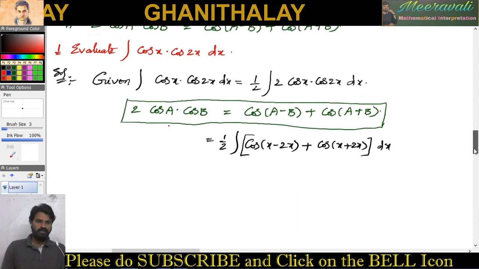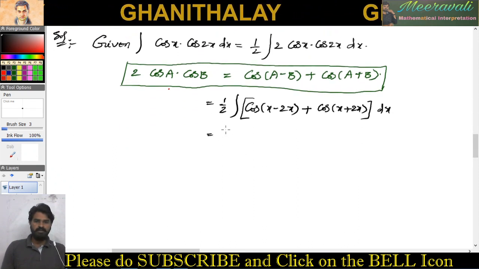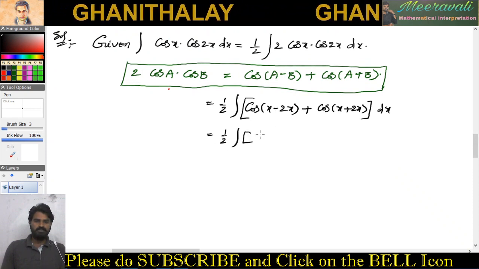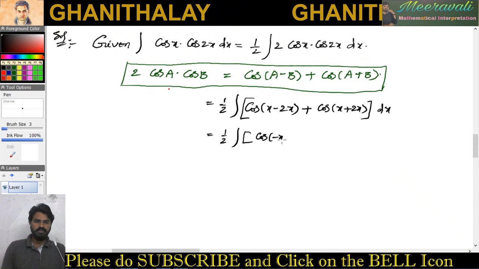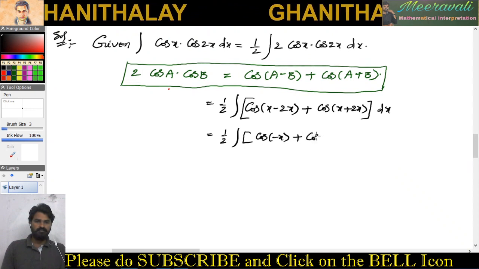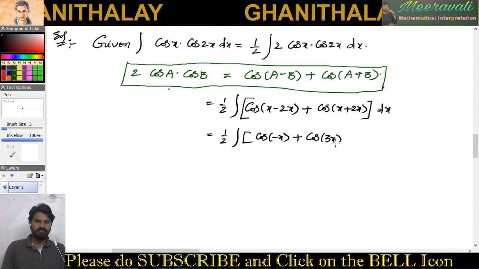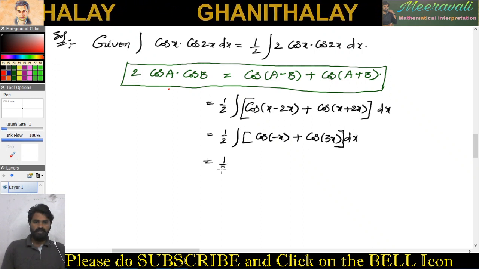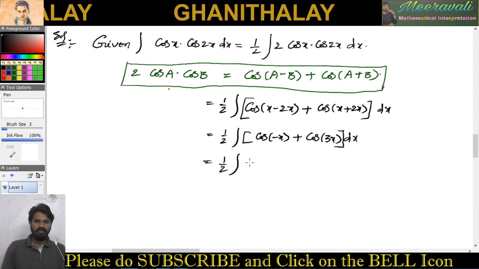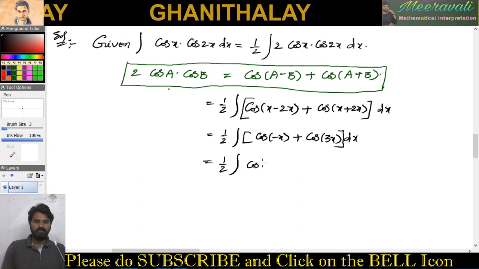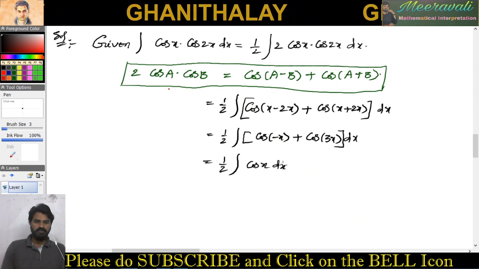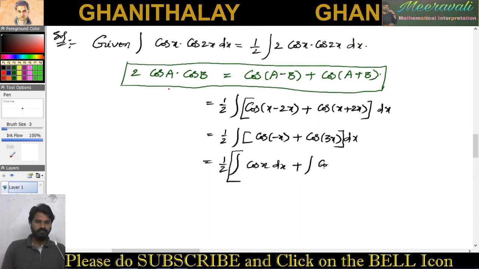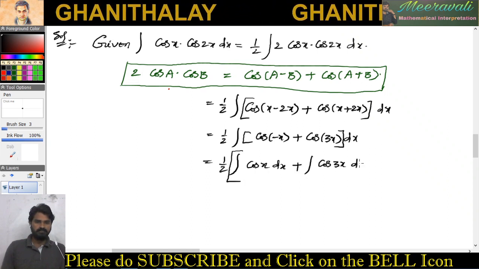Now after writing this formula you can expand this: 1 by 2 integral of cos of x minus 2x, that is cos of minus x, plus cos of x plus 2x, that is 3x, dx. Now we have the trigonometric formula, cos of minus theta is equal to cos theta. So this is the first one. Taking the bracket and expanding the integration, you will get cos 3x.